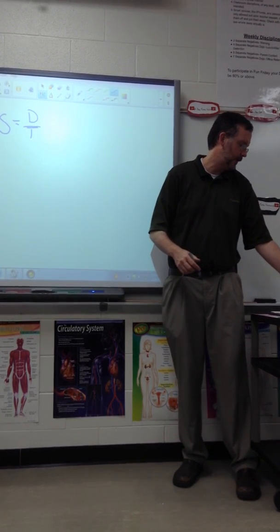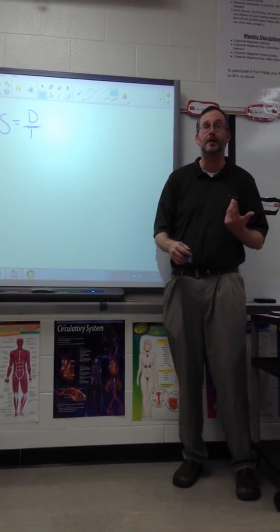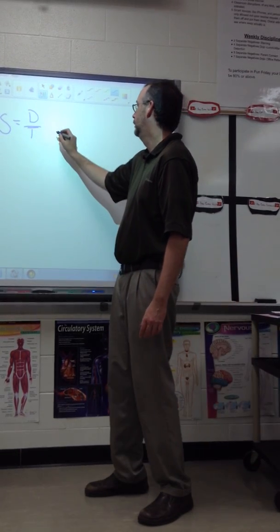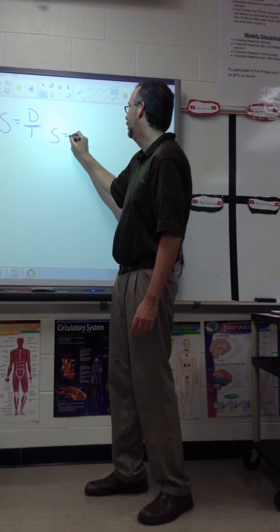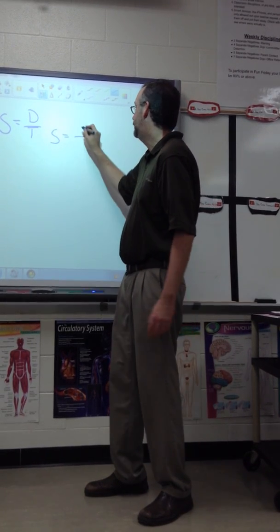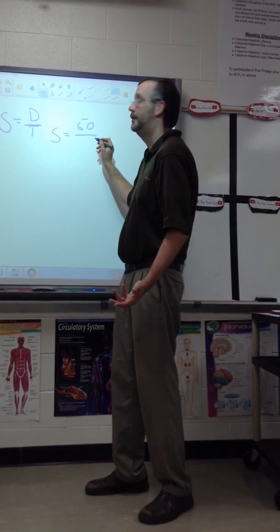So first one says, you walked 50 meters in 30 seconds. So what is your speed? So if that's your formula, so S is equal, okay, how many meters did we go? 50. So you would put that up on top. And then what was the time?